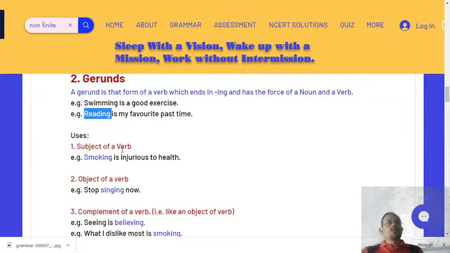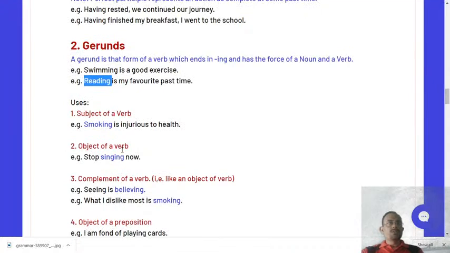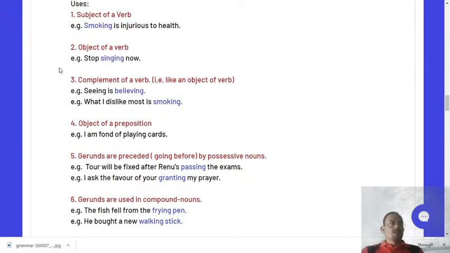So let's go over to the uses. See, dear students, here first is subject of a verb. As I explained just now, smoking here is used as a subject. Smoking is injurious to health. So the word smoking is a gerund because it is used as the subject of the verb is.